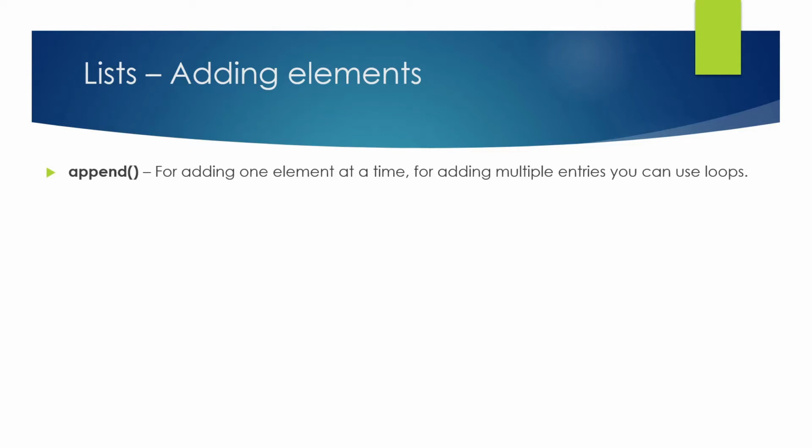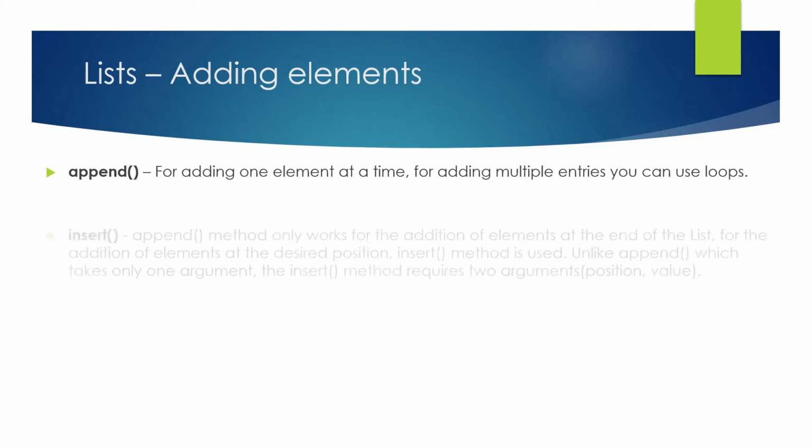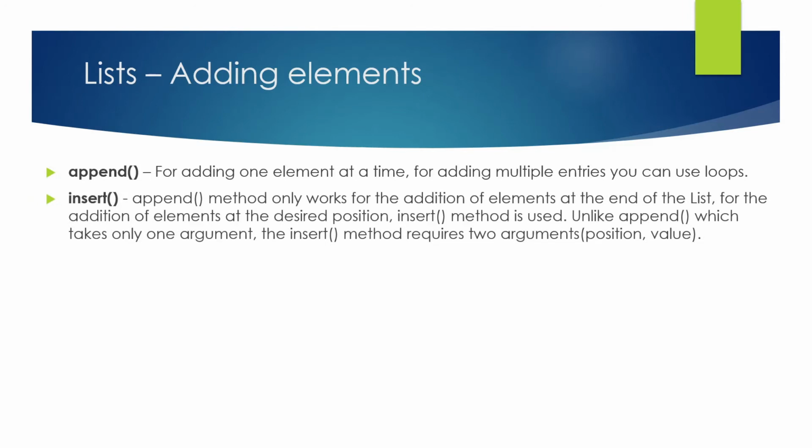Right now you can just focus on the first part. Second would be insert. The append method only works for the addition of elements at the end of the list. For the addition of elements at the desired position, we use the insert method. Unlike the append method, which takes only one argument, the insert method requires two arguments, position and the value. So that's how we use the insert method.